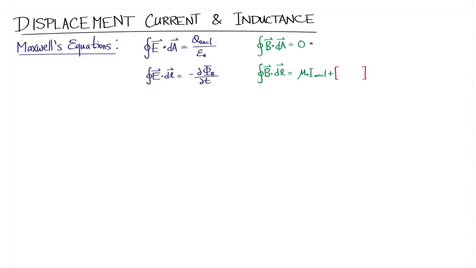Okay, so if we look at Maxwell's equations as we understand them, we can see that there's a real symmetry between the ones written in blue that involve electric fields, integrals of electric fields, and the ones written in green that involve magnetic fields. So if we look at this first Maxwell's equation, Gauss's law that we learned, we have this E dot dA is equal to the charge enclosed over epsilon naught.